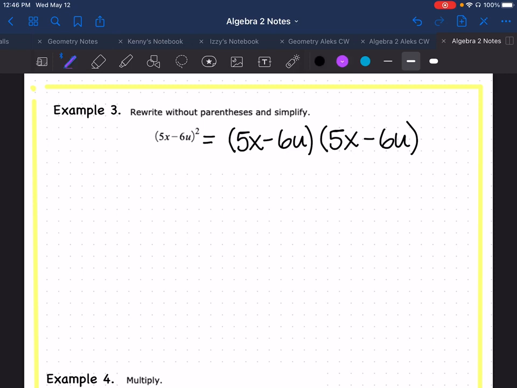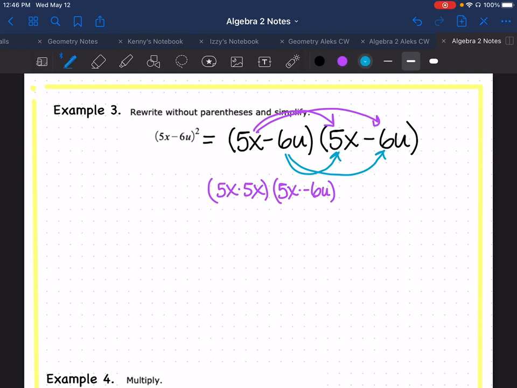You can do double distributing, which means you can take the 5x and multiply it to both, and then take the negative 6u and multiply it to both. Okay, so you can double distribute. And let me go ahead and show you that. So the first purple would be 5x times 5x. And then we would have, oh, I hope I have enough room, 5x times negative 6u. The first blue would be negative 6u times 5x. And then the last one would be negative 6u times negative 6u.